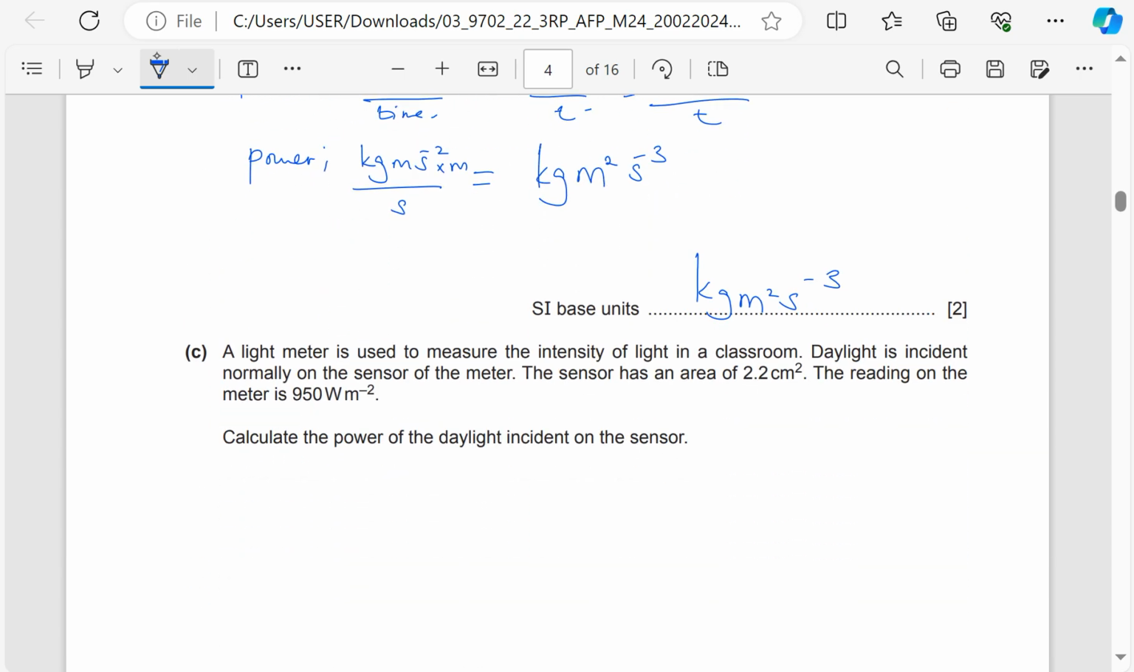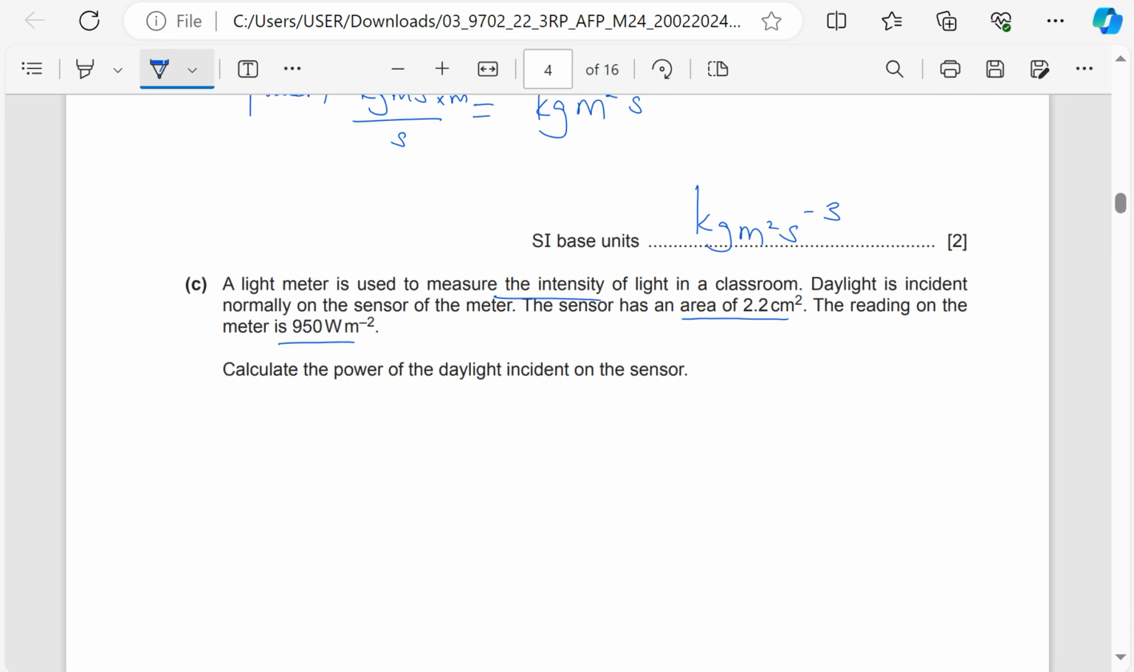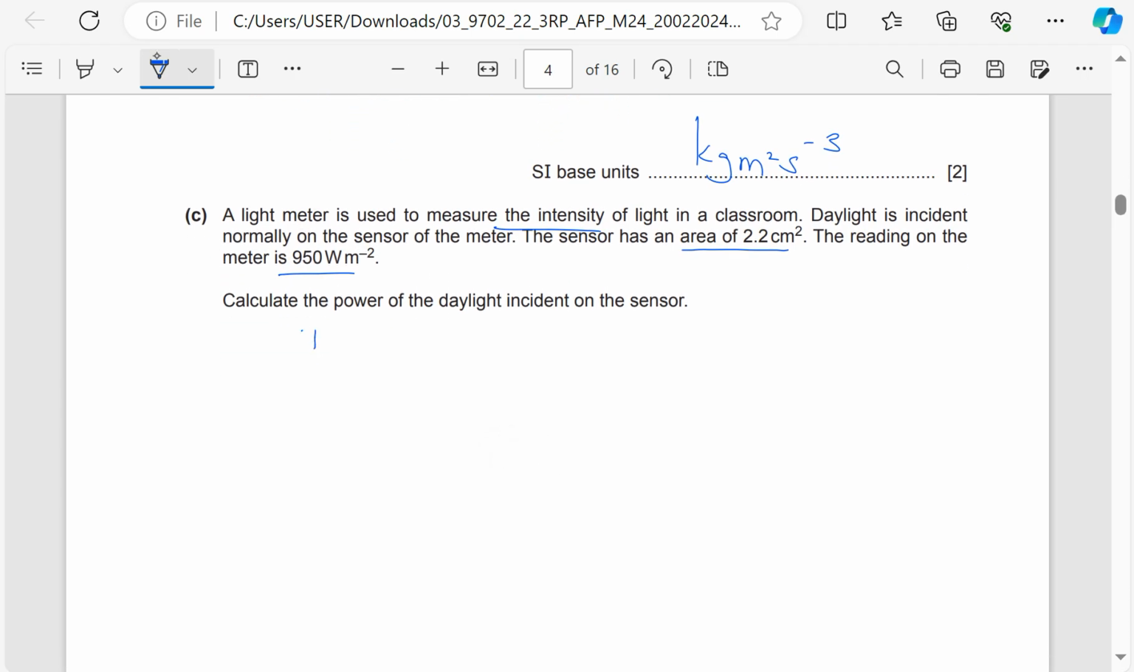A light meter is used to measure the intensity of the light in a classroom. The light is incident normally on the sensor of the meter. The sensor has an area of 2.2 centimeters squared. The reading on the meter is 950 watts per meter squared. Calculate the power of the daylight incident on the sensor. We know that intensity is equal to the power per unit area, so the power is going to be the intensity times the area.